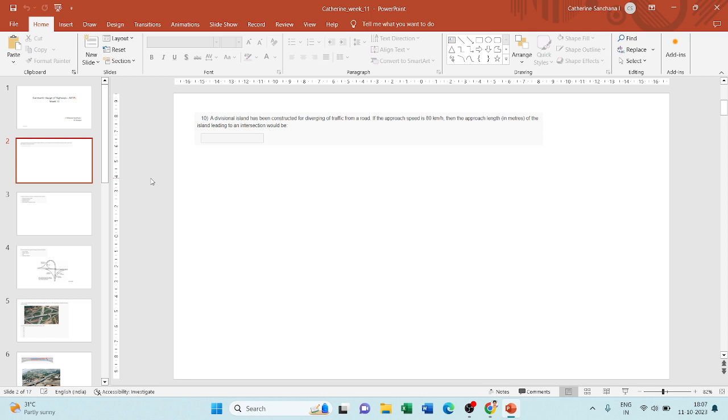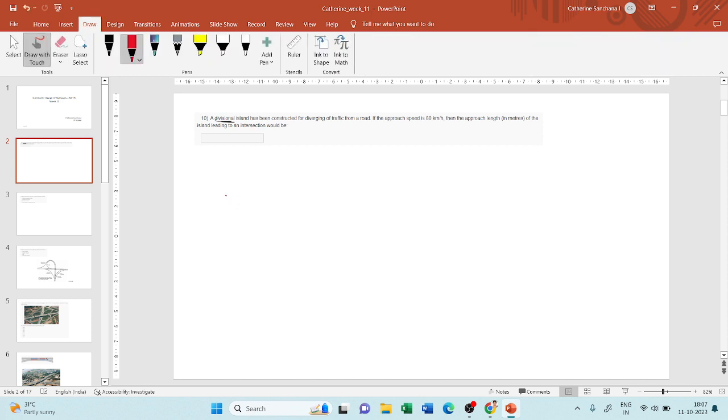The first question is, a divisional island has been constructed for diverging of traffic from a road. If the approach speed is 80 kilometers per hour, then the approach length in meters of the island leading to an intersection would be what? So the first question is, what is a divisional island? It is nothing but something similar to a median. It is an island on the road which serves for a dividing purpose.